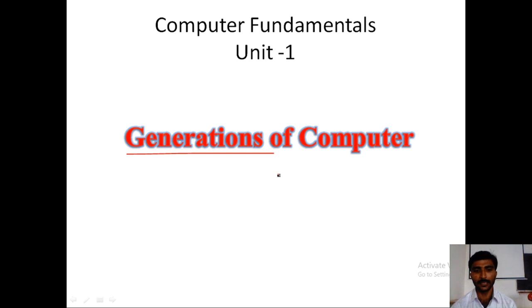Initially, the generation term was used to distinguish between varying hardware technologies, that is, how different hardware technology was used in different generations. Nowadays the generation includes both hardware and software technology, which together make up an entire computer system.